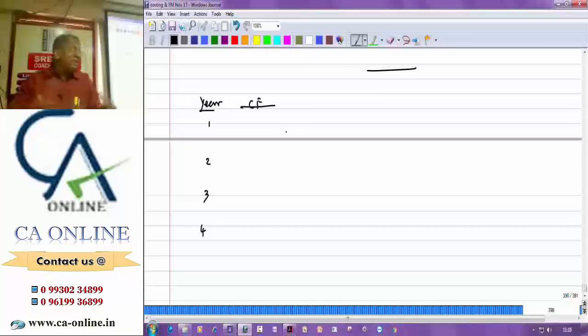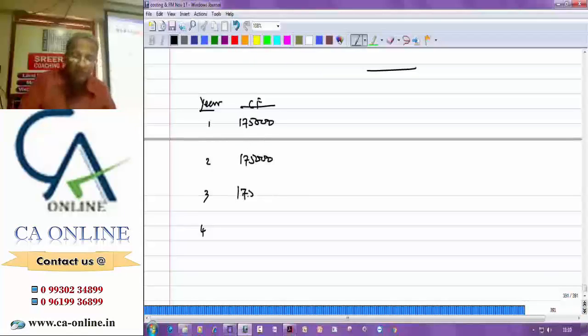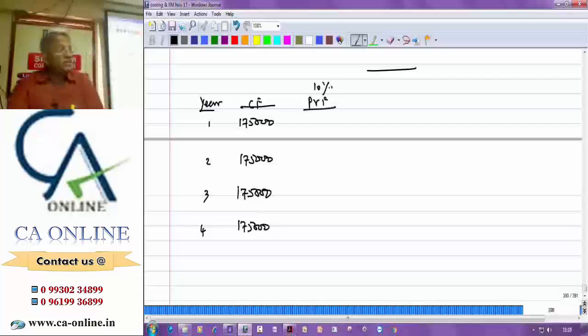So, am I having an adequate amount of cash balance to pay off for the benefits or the cost that we have just bought? 1,75,000. The PV factor at the rate of 10%. What is the first year PV factor at the rate of 10%? 0.9091. Next, 0.8264. 0.7513. 0.6830.